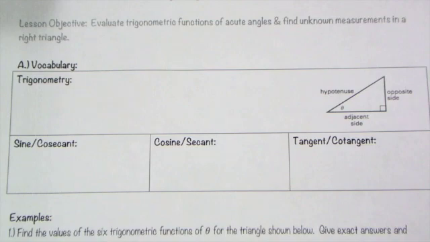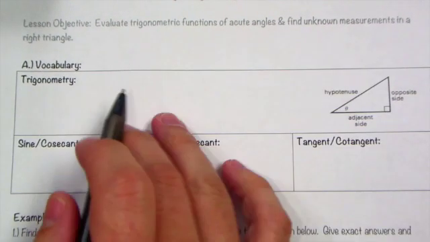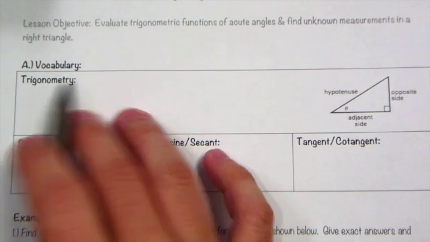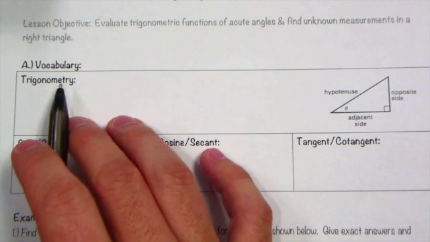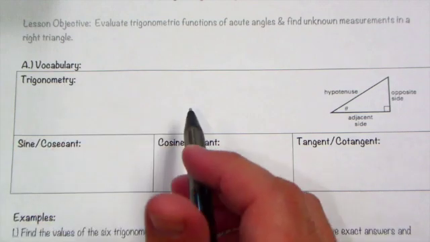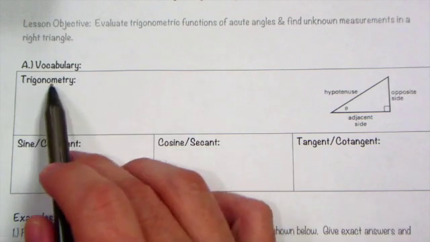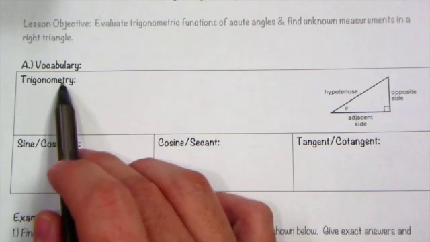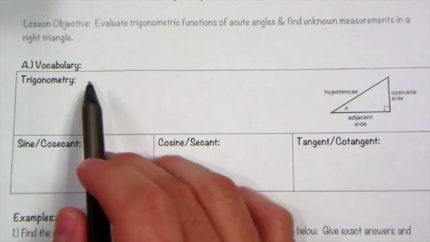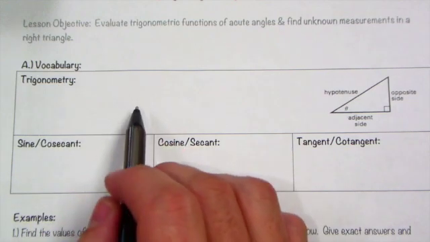Because you're going to have that stuff mastered, your basic trig functions and trig ratios, in order to move forward. So basically, if you break down the word, trigonometry means the measurement of triangles. The MET here means to measure. So it's the measuring of triangles.